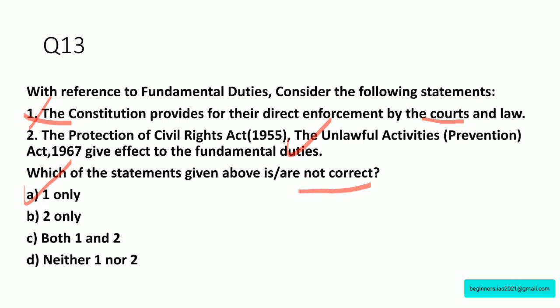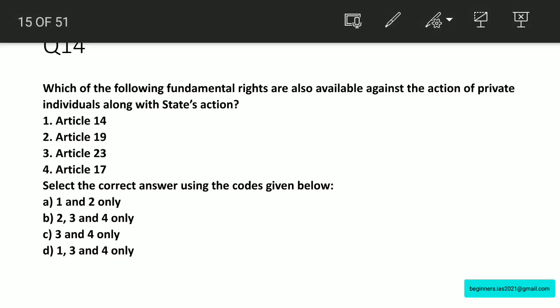So let us move on with question number 14. Which of the following fundamental rights are available against the action of private individuals along with state action? Article 14, 19, 23, 17. We have to identify the correct one. If you take Article 14, it states that a state shall not deny to any person equality before the law. Therefore, this statement is wrong, since we have to identify rights available against actions of private individuals along with state action. Therefore, this statement is wrong.